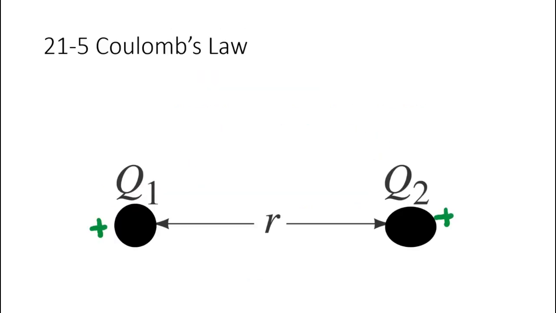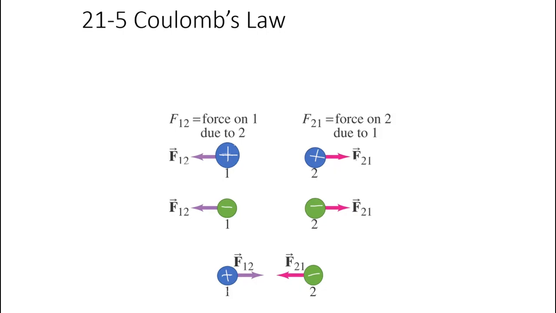Now let's clarify this. If I have two charges, let's say Q1 and Q2 are positive charges, this one has plus, this one has plus, and there is a distance between these two charges. We want to find the force between these two charges. You need to know that if the two charges are positive, they will repel each other. The same thing if they are negative, they will repel each other. If the two charges are opposite, for example one positive and the other negative, they will attract each other.